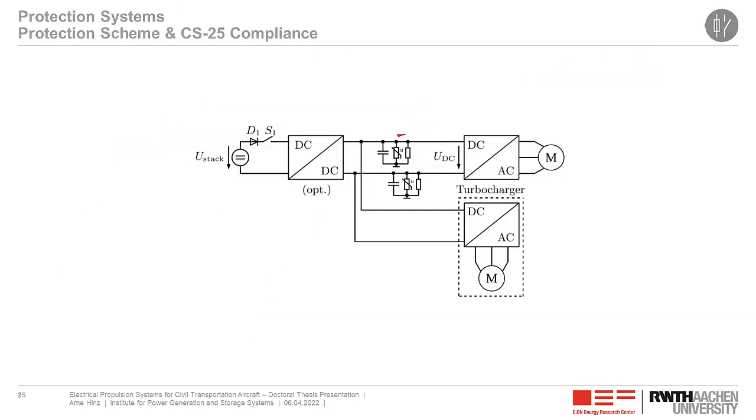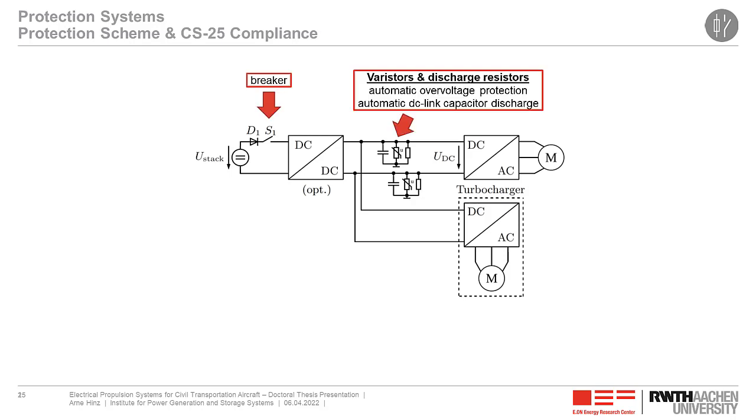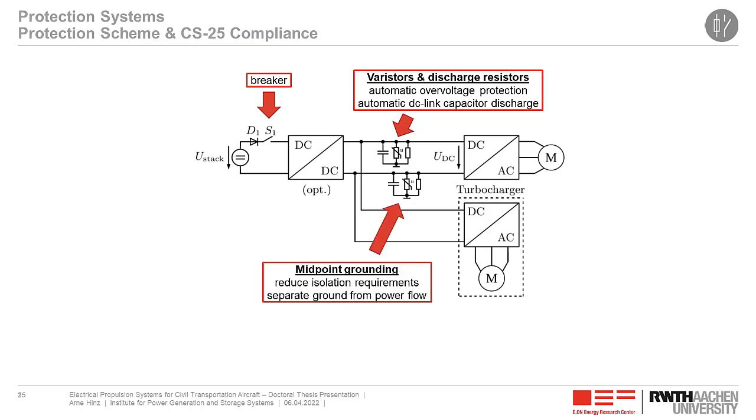Regarding the protection system, we actually only need a breaker here to clear any faults. Further, we will apply varistors and discharge resistors to have an automatic overvoltage protection and an automatic DC link capacitor discharge. Further, we will connect the midpoint of the drive system to the aircraft body. By this, we will reduce the isolation requirements and we will separate the ground connection from the power flow.